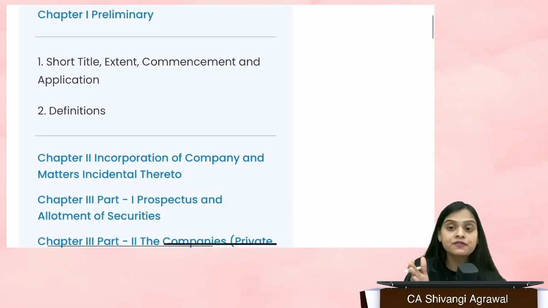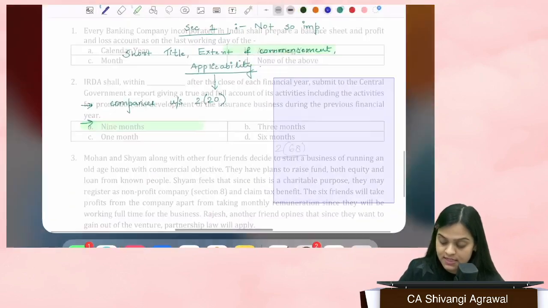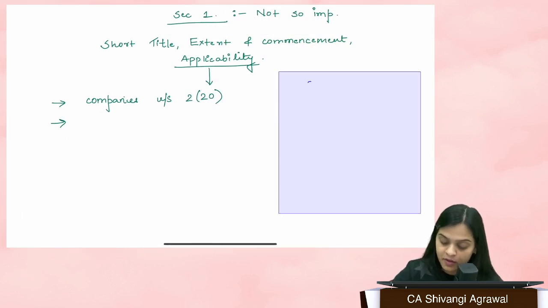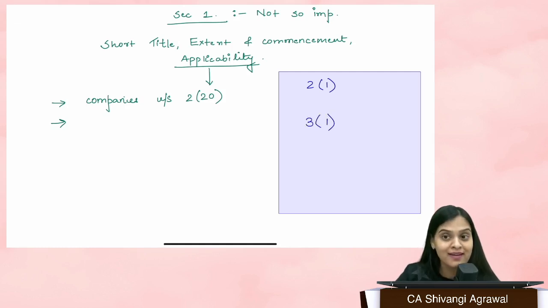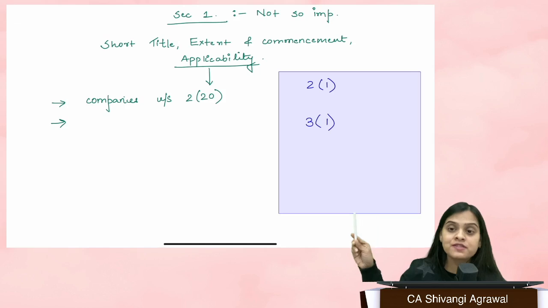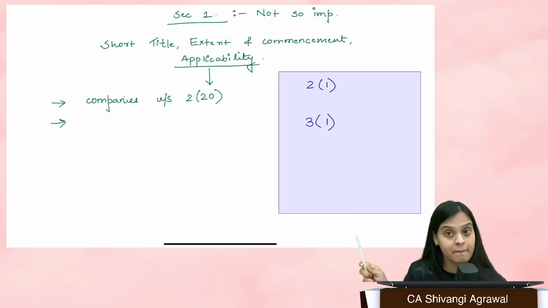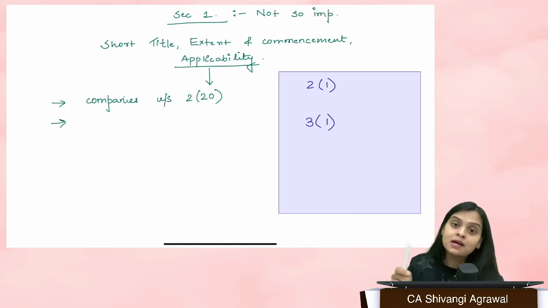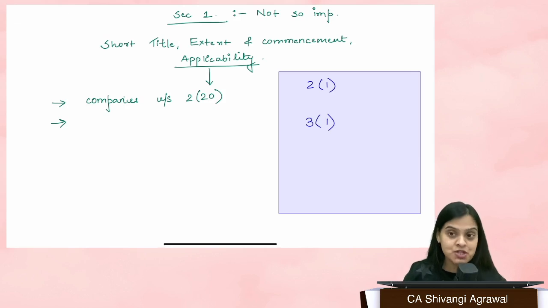Now, what is the difference when I write, maybe I have written 2, 1, or maybe I have written 3, 1? How do I read it? The very first one, Clause 1 of Section 2. Section 2, Clause 1. This is how I'm reading. The second one, Subsection 1 of Section 3, or Section 3, Subsection 1.